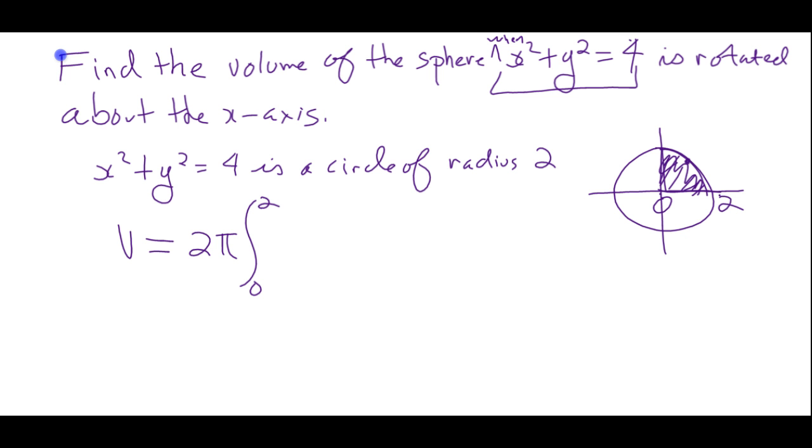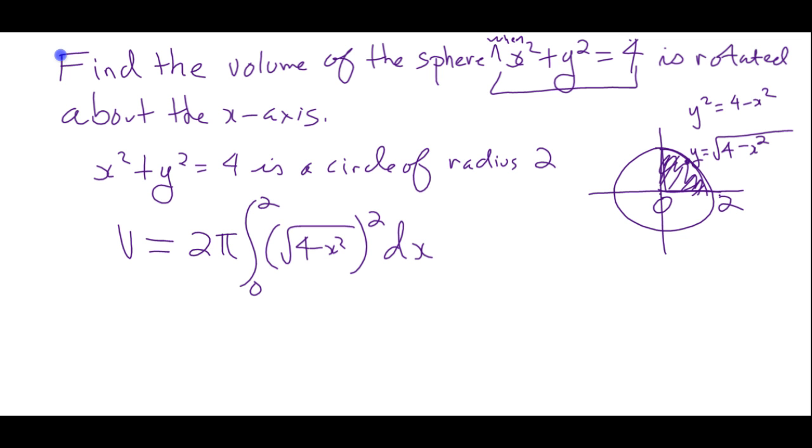So what's y equal to? Well, y squared would be 4 minus x squared. So y is the square root of 4 minus x squared, right? So we're taking the square root of 4 minus x squared and squaring that. Okay? So we have to solve for y.